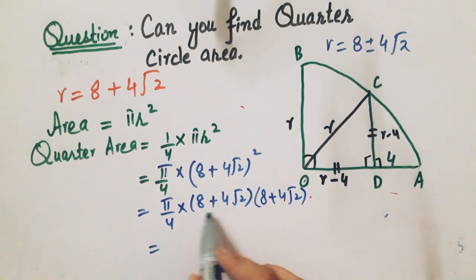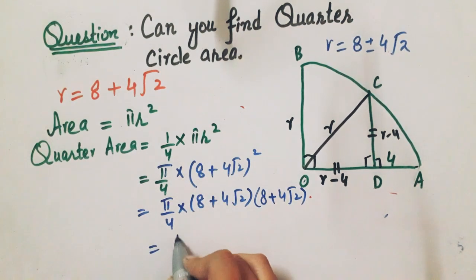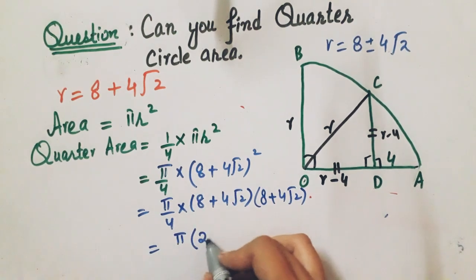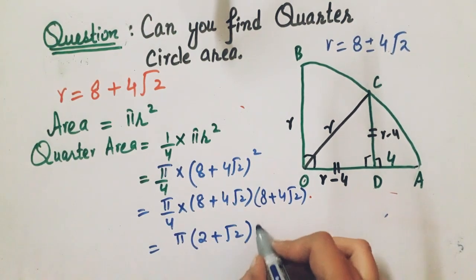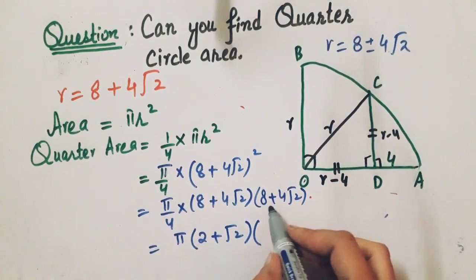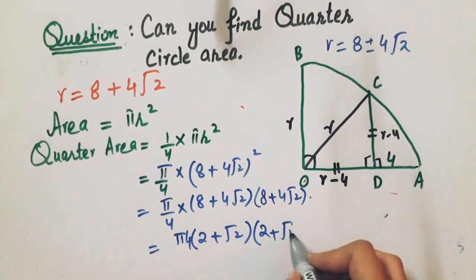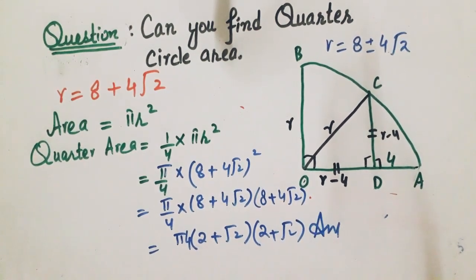So we will take 4 as common from this one, and the pi into 4 will be cancelled out by this 4. So 2 plus square root 2 into, and you can also take 4 as common from this one, so 2 plus square root 2. So this will be the area.